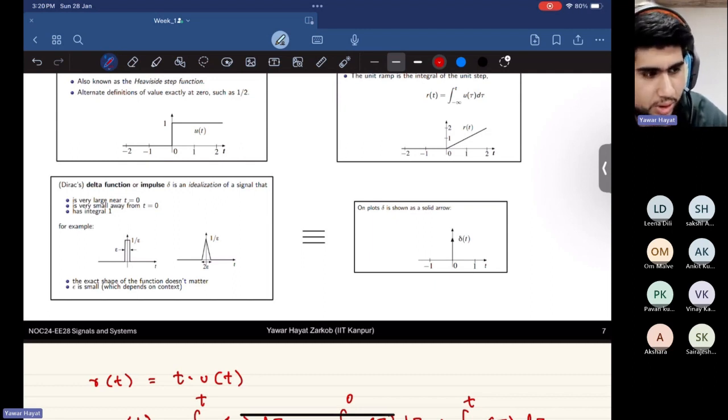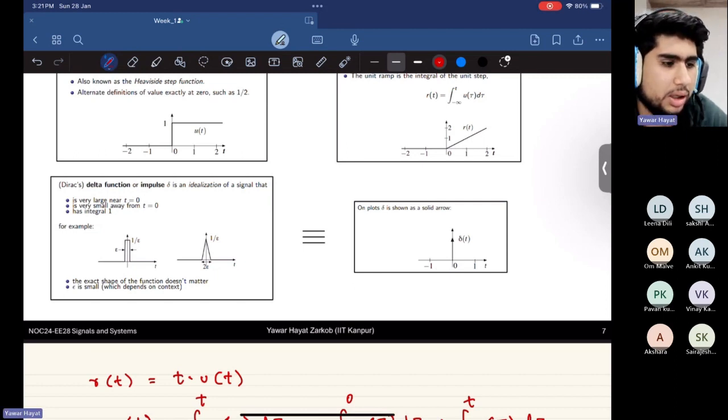It doesn't matter what the shape of this delta function is, as shown in this figure. If you assume this epsilon to be a very small number, then whether the shape is a rectangle or a triangle hardly matters. The only thing that matters is that it should span a very small distance epsilon, and its integral value should be 1, right? And obviously this magnitude will be large.